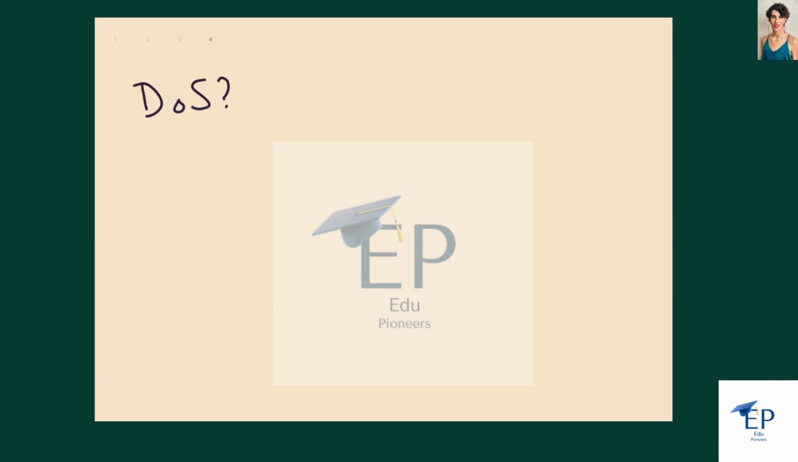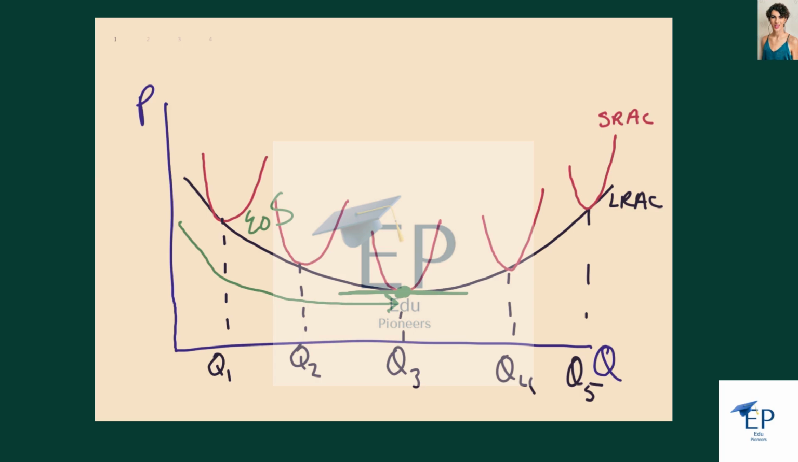And diseconomies of scale illustrates when, as our quantity goes up, the average cost actually increases, and we have to pay a higher cost per unit. So here we see as the quantity increases, the price increases as well. So in this part over here, we have diseconomies of scale.